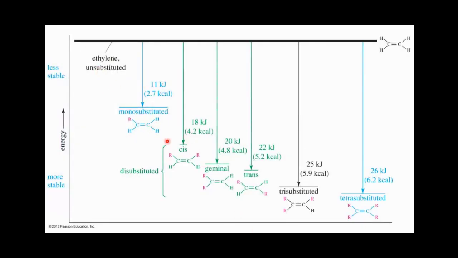So, looking at this, more substituents would decrease the heat of hydrogenation, meaning it's more stable. If it has no substituents, where we just have hydrogens, that would be relatively less stable. And here cis is less stable than trans, and then the middle ground is when they're both on one side, which is called geminal.